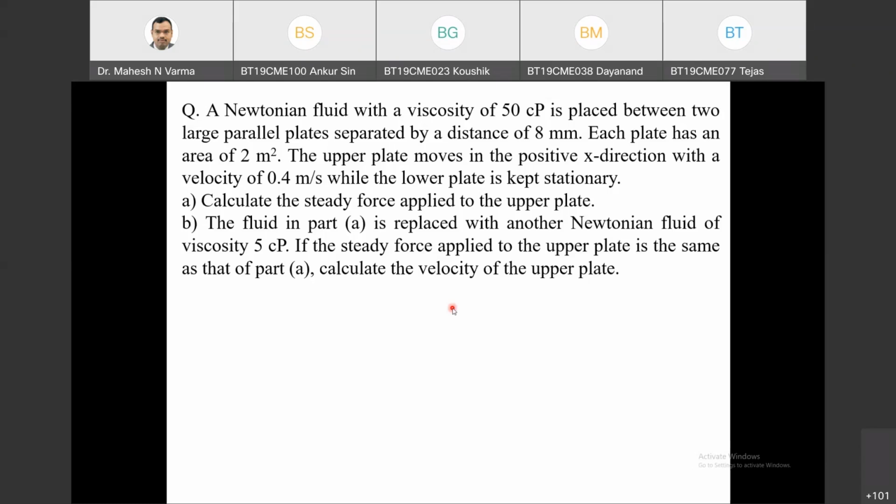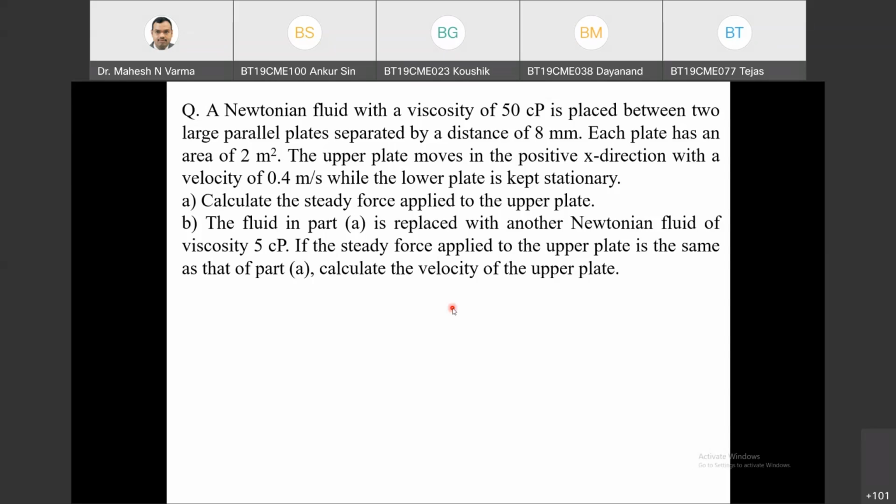Okay. And 50 centipoise equals, you need to convert that into SI unit, not poise. Yeah, 50 into 10 raised to minus 2. This is what I have discussed actually. This is where most of the people will make a mistake.